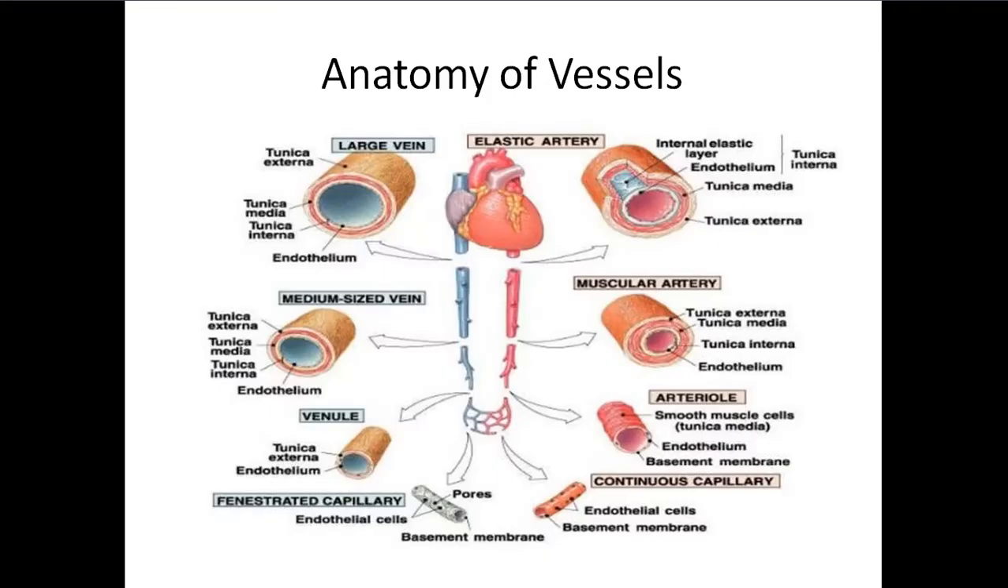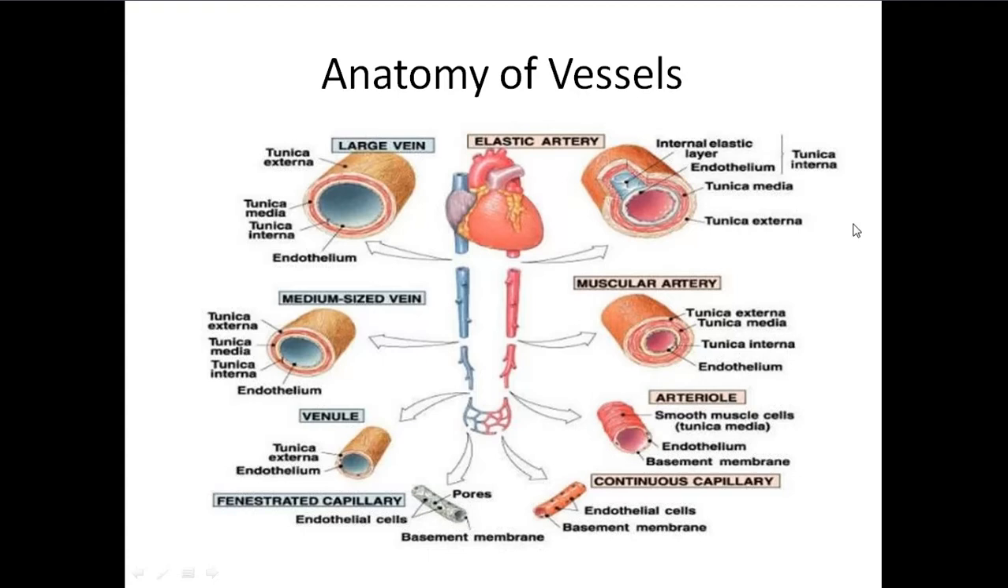Here you can see the anatomy of the vessels. On both sides, this is for the veins and venular structures, and this is for the arterials. We'll go one by one. Here you can see the elastic artery. From inside to outside, there is an endothelium, then the tunica interna, which consists of endothelium and the internal elastic layer, and next the tunica media and tunica externa.